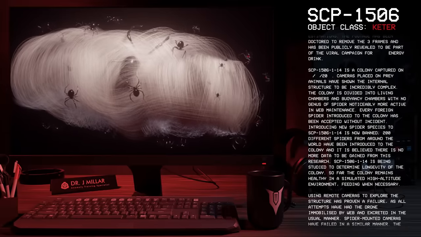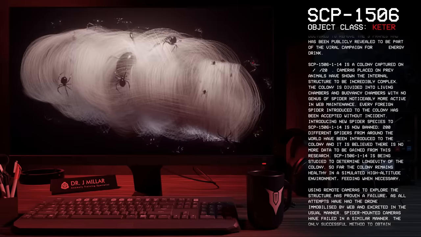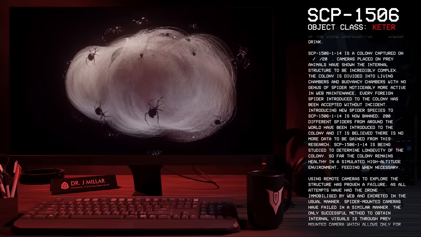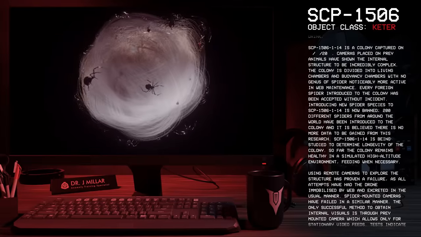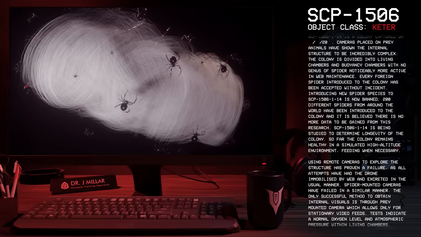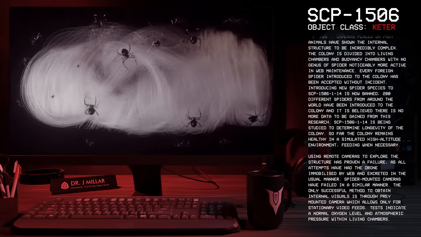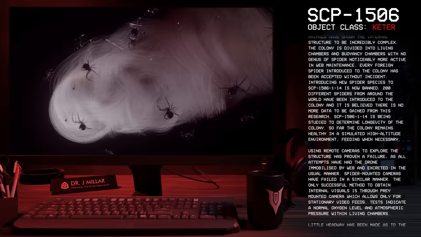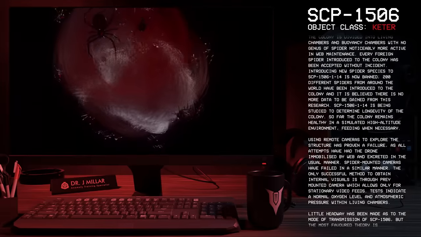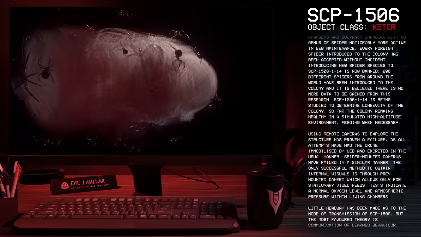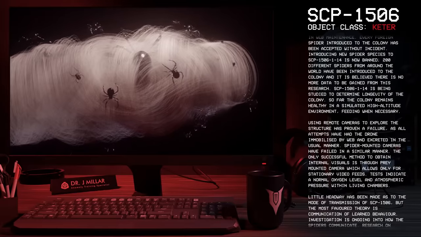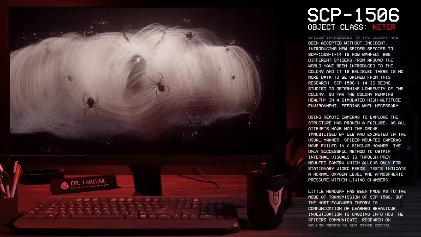SCP-1506-114 is a colony captured on 2000. Cameras placed on prey animals have shown internal structure to be incredibly complex. The colony is divided into living chambers and buoyancy chambers, with no genus of spider noticeably more active in web maintenance. Every foreign spider introduced to the colony has been accepted without incident. Introducing new spider species to SCP-1506-114 is now banned. 200 different spiders from around the world have been introduced to the colony, and it is believed that there is no more data to be gained from this research.